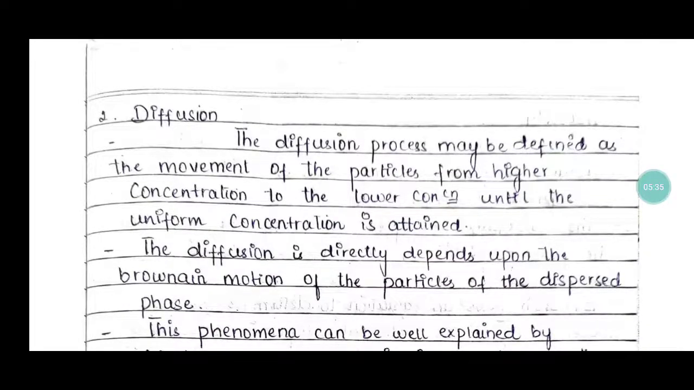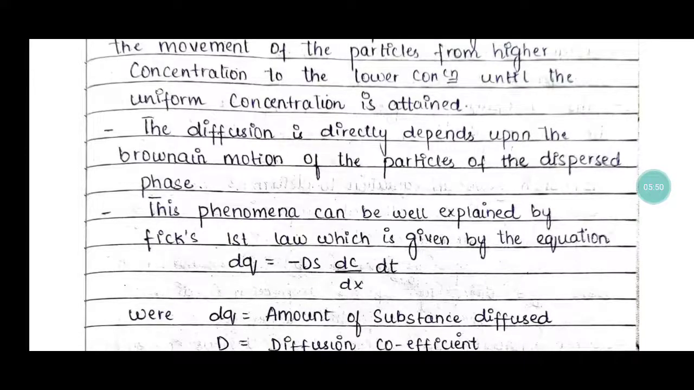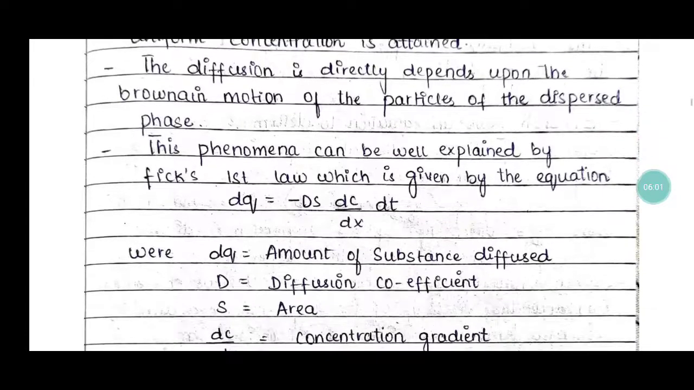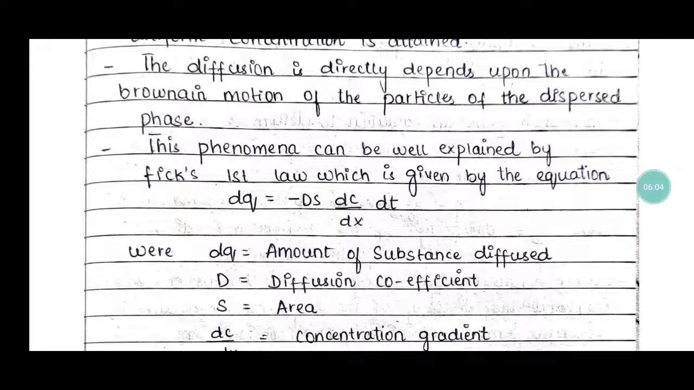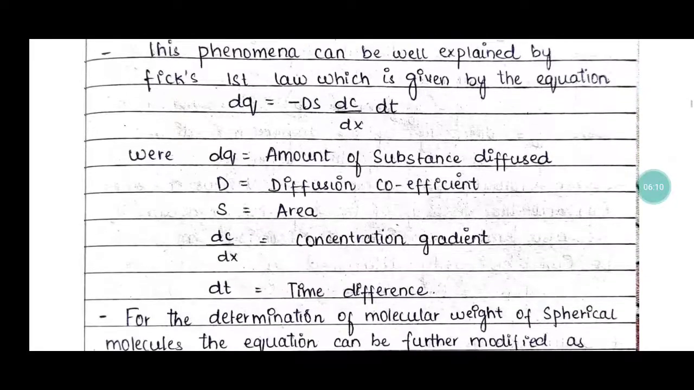Number 2, that is diffusion. The diffusion process may be defined as the movement of particles from higher concentration to lower concentration until uniform concentration is attained. This phenomenon can be well explained by Fick's law, given by the equation dq = -D S (dc/dx) dt, where dq is the amount of substance diffused, D is the diffusion coefficient, S is the area, dc/dx is the concentration gradient, and dt is the time difference.